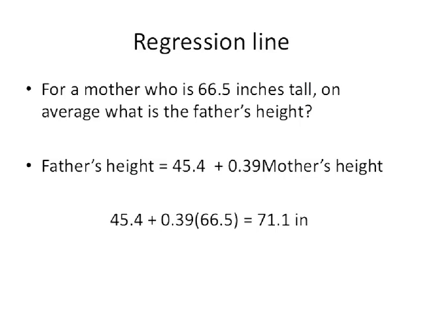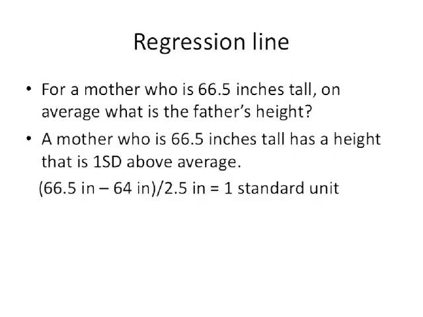But there's another way that we learned on Monday to also use the regression line, a little bit more informally. And that's based on knowing that the slope is 0.39. That slope is actually the correlation coefficient times the SD of y over the SD of x. So the SD of father's height over the SD of mother's height.